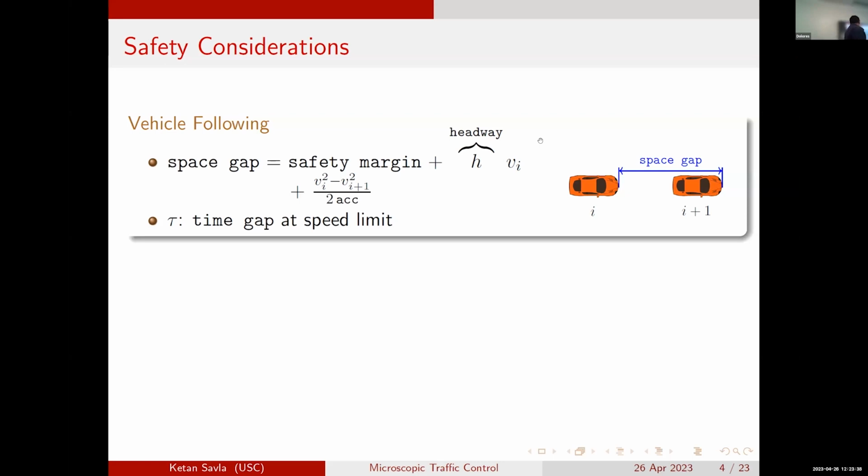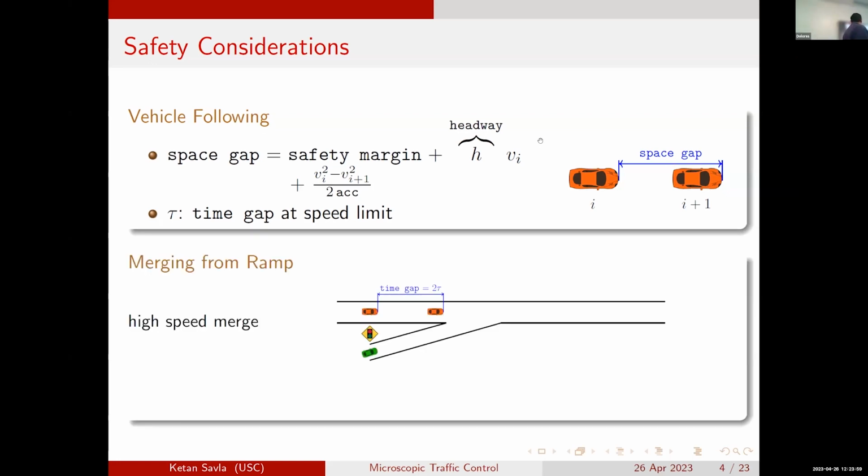So this is going to fundamentally limit the maximum flow that I can achieve, right? If this decreases, my flow increases. If I can pack vehicles closer to each other, I can increase the flow. So this fundamentally will limit how much capacity I can have. And this comes from safety considerations. But this was about the safety consideration when vehicles are following each other on the main line, okay?